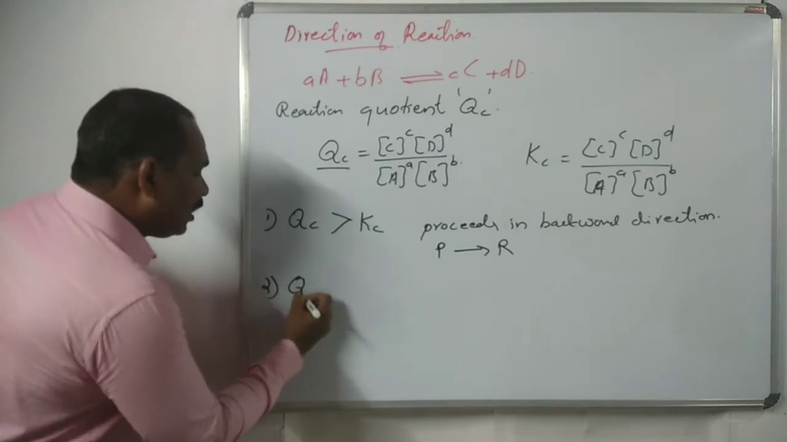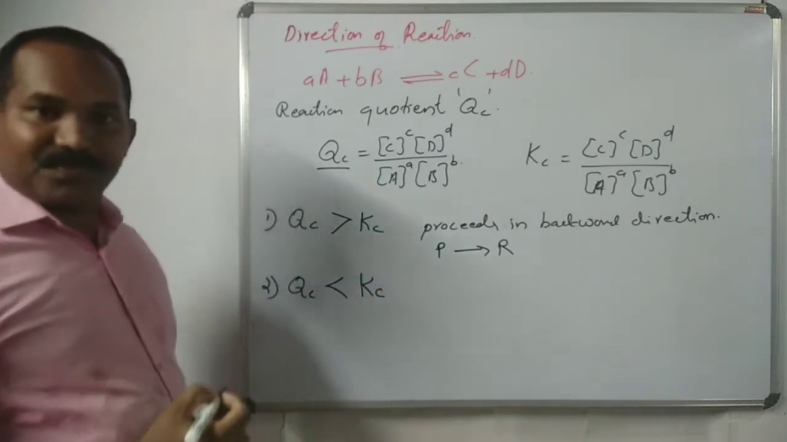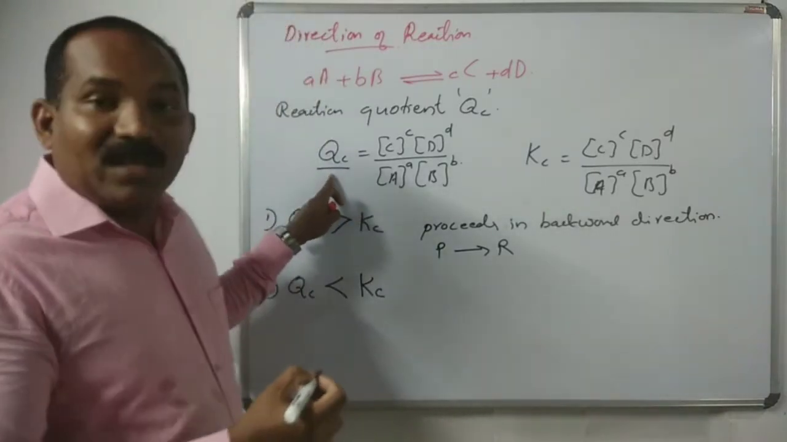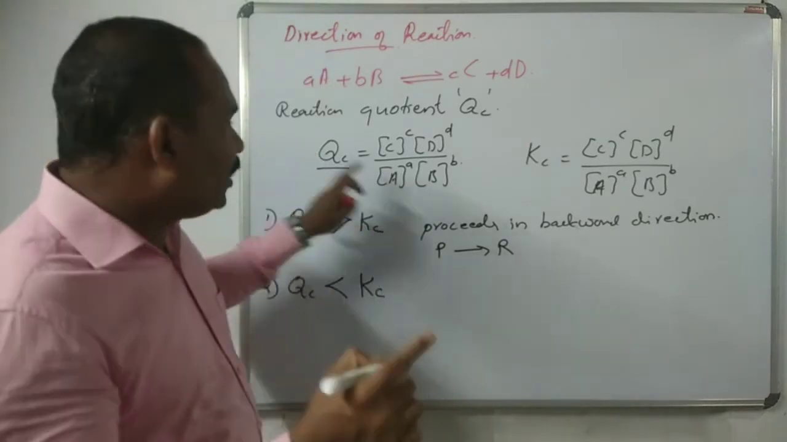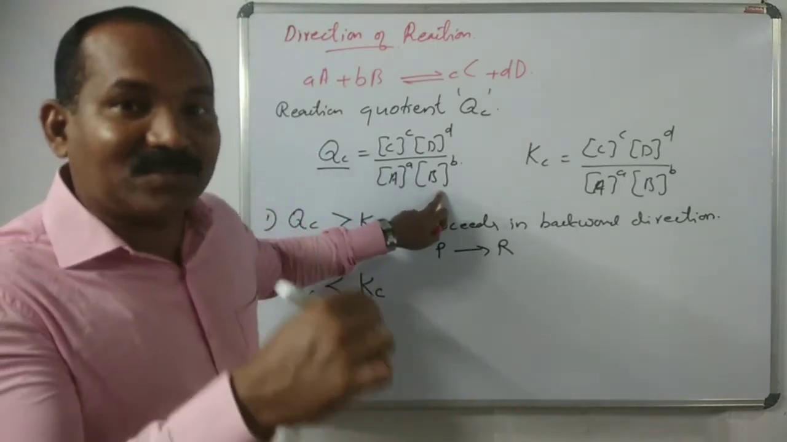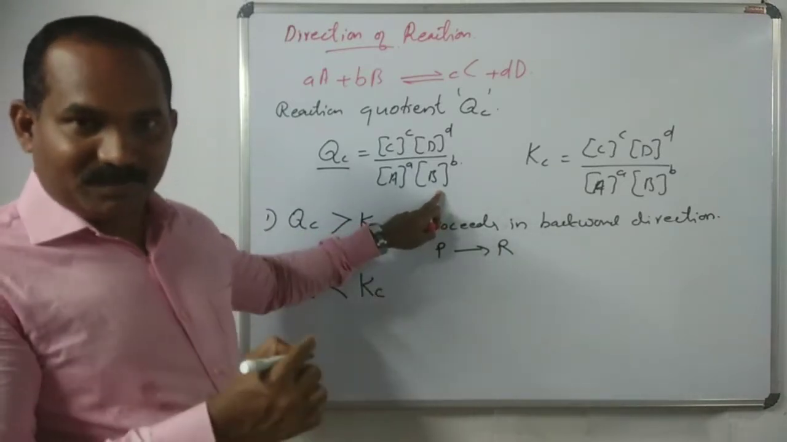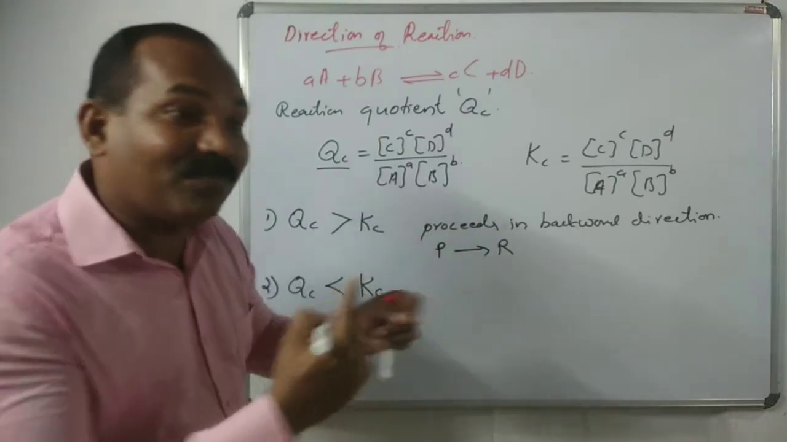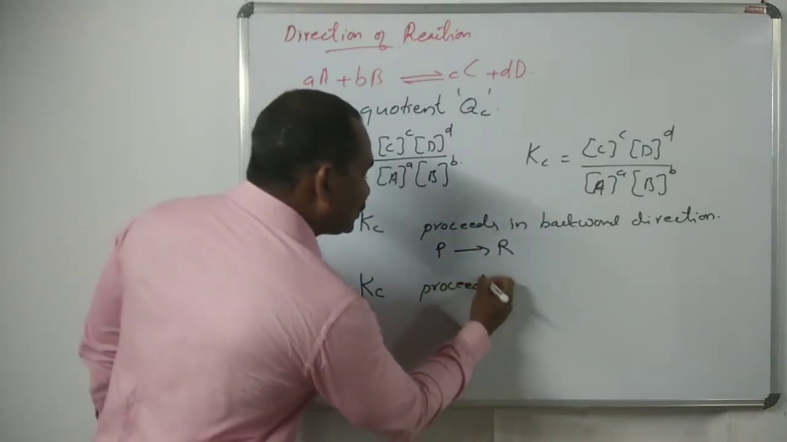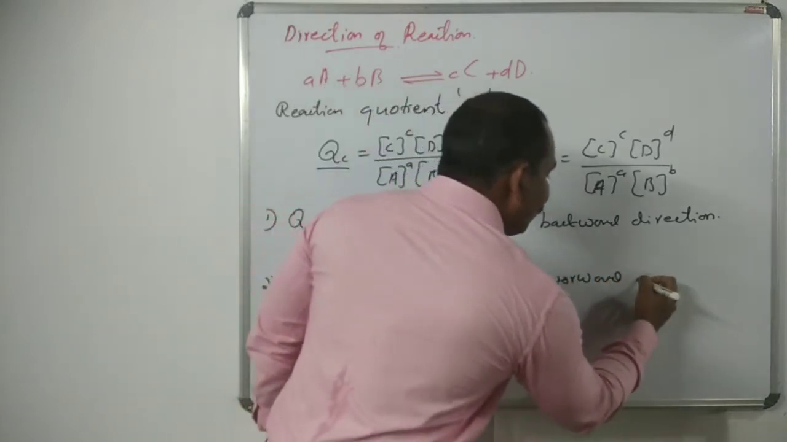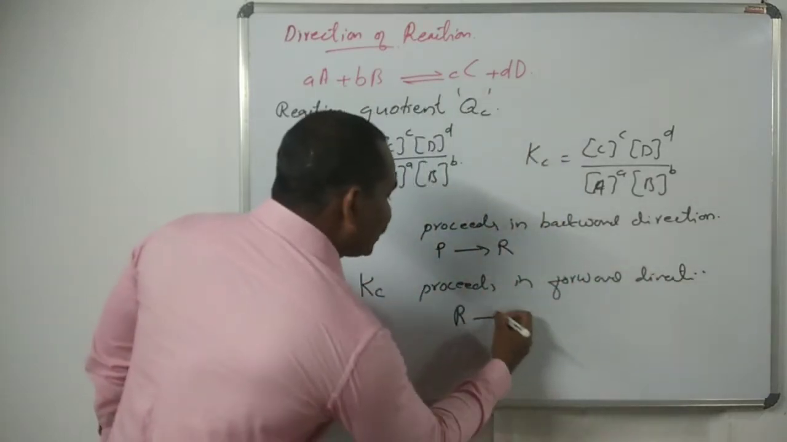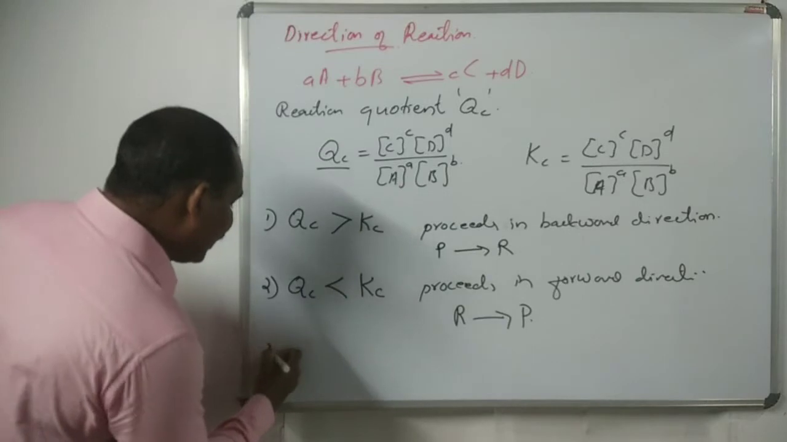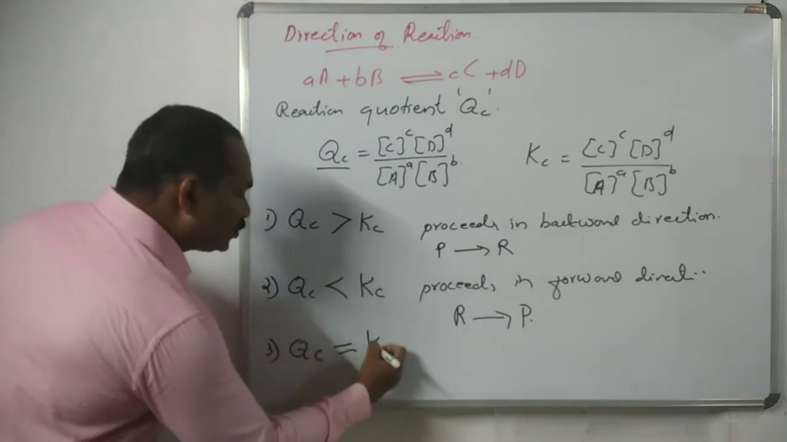And the second case, if Qc is less than Kc, the value of Qc is less than Kc. Just look at this. If the Qc value is smaller, that means the amount of reactants is more. The numerator is less and the denominator is more, so the concentration of reactants is more. Where does the reaction move? The reaction proceeds in the forward direction. It means reactants to products. Reactants are converted into products. Are you clear?